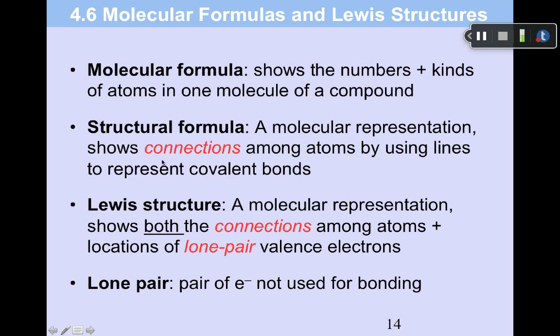A structural formula is one that shows all the connections in detail among the atoms, using lines to represent the covalent bonds. A Lewis structure is the one that we will use quite a bit that helps us to understand the overall shapes of molecules, and that's the goal: to show both the connections between the atoms and the location of lone pair valence electrons. These are going to be very important to understanding how the overall shape of the molecule is described. So the lone pairs of electrons are those that are not shared between atoms.